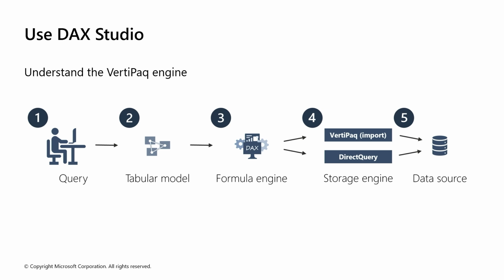In this diagram, the DAX query is sent to the tabular model in steps 1 and 2. The request is then processed by the formula engine and sent to the storage engine, represented by step 3. In step 4, the storage engine either retrieves the data from the model and stores it in memory for import mode, or passes the query onto the data source for direct query mode. For import mode, refreshing the data will retrieve the data from the source.